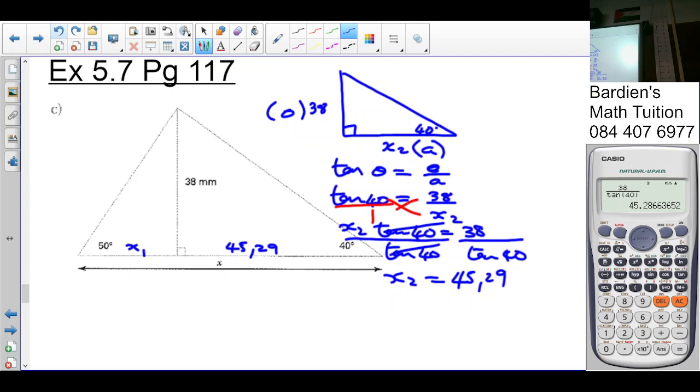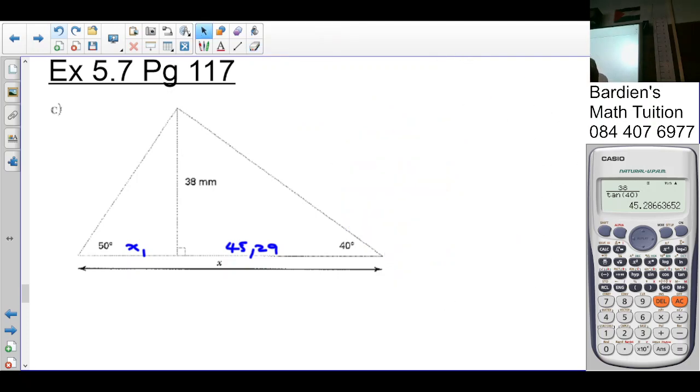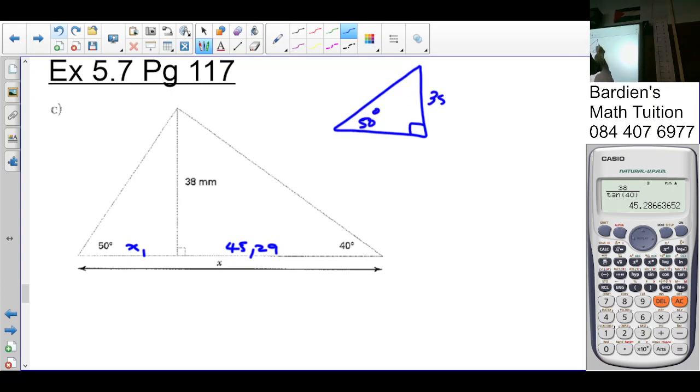Now for x1, same story. Even though the triangle is lying like this, that's your 90 degrees, because that's angles on a straight line. 50 degrees, 38. So x1, what is x1 relative to 50 degrees? This is your adjacent side. This is your opposite side. So which trigonometric function am I going to use here? Tan again. So I say tan of 50 equals opposite, which is 38 over x1.